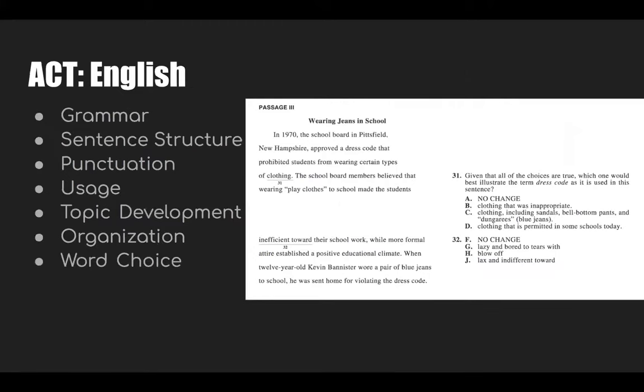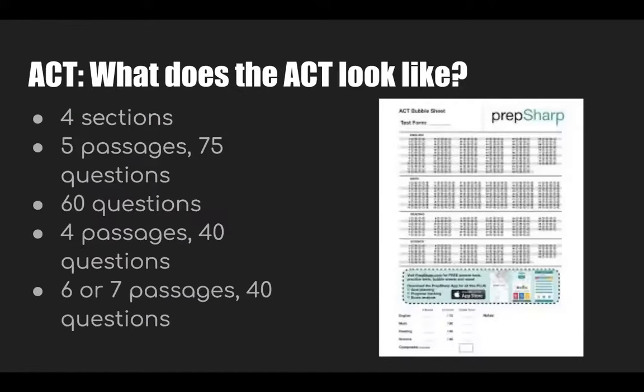The one on the right is the bubble sheet for the ACT. When you're taking the test, you don't fill it out on the worksheet itself. You bubble it in on another piece of paper so that they can put it through a scanner and see what you made.